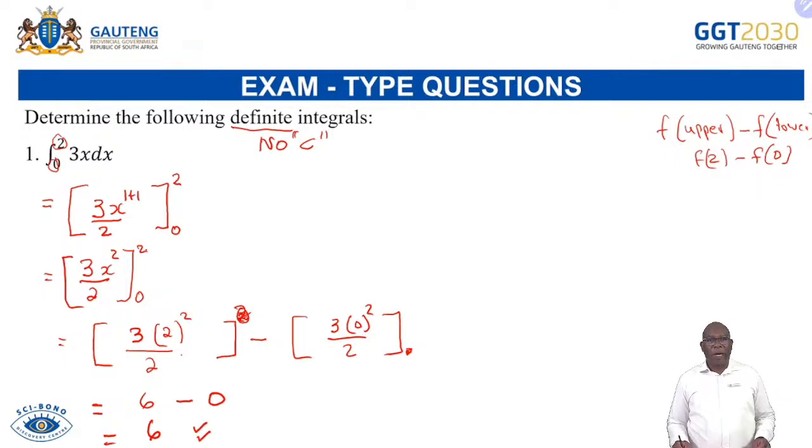Okay. So now we've got a definite integral. We know now when we determine the definite integral, we must have a value. And that value in this case is 6. Because it is between two limits, which is the upper limit and the lower limit. It's between the two. So we're going to get a value here. In this case, the value is 6.